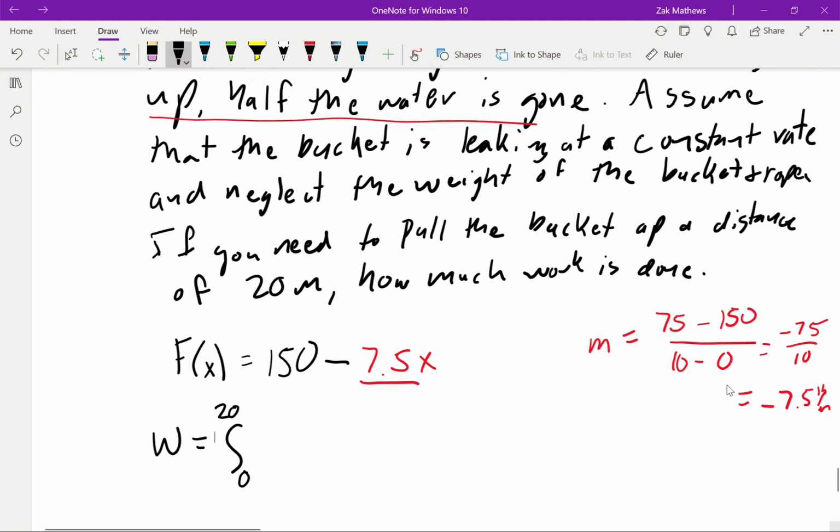Notice that if I had instead called the starting position 20, thinking about 20 feet of line being let out, I would have had to switch this integral around. But my initial position was 0. That's what we saw here. So it does matter what we're calling the initial and terminal position when we're finding that slope. We better represent that inside the integral as well. Initial position 0, terminal position 20. Our force equation was 150 minus 7.5x, and then it is changing at a rate of dx as we pull that thing up.